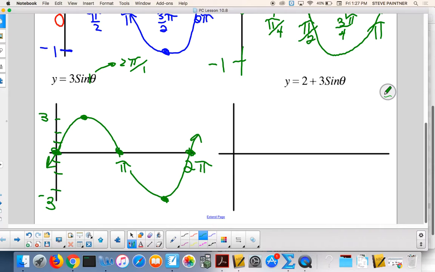All right, we got one left. If you look, this is 3 sine of theta, and this one is 3 sine of theta. So what do I do?